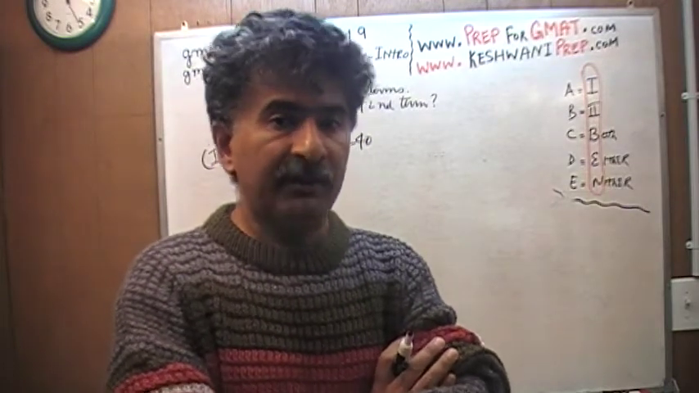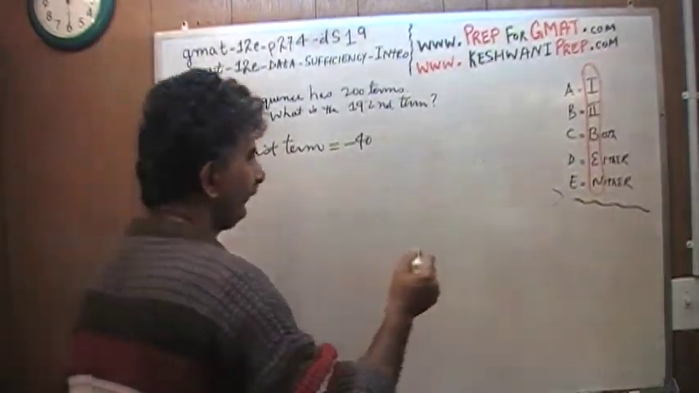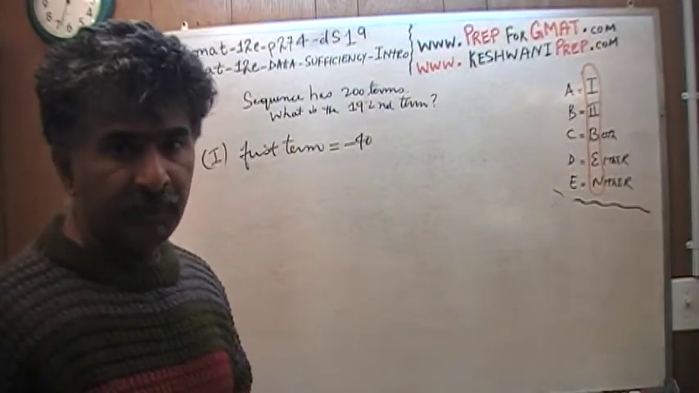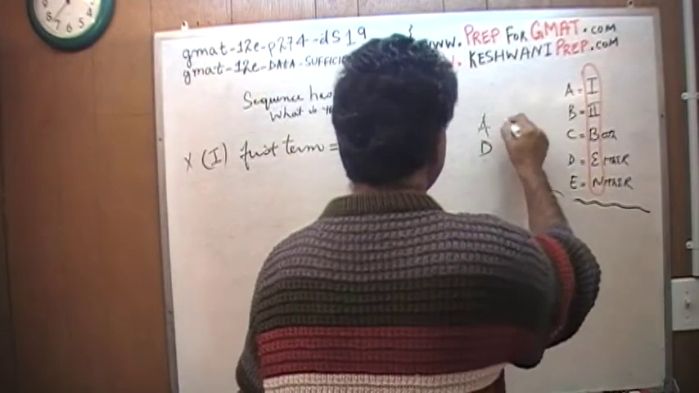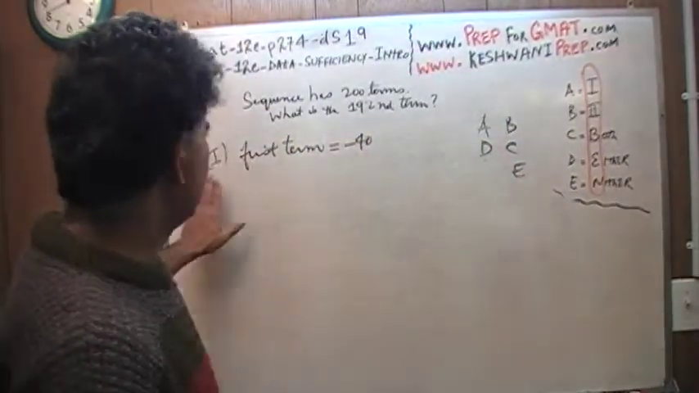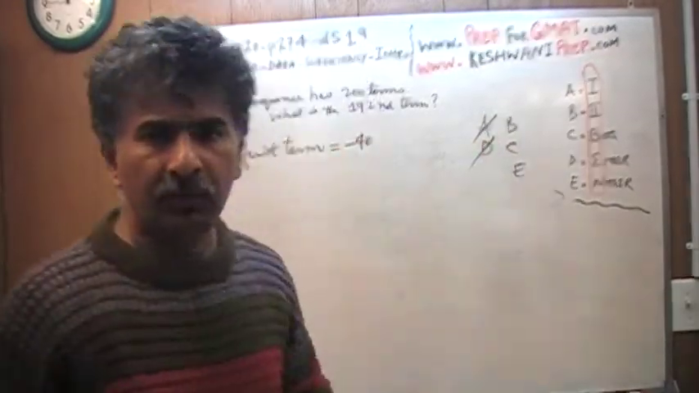We do not know what the pattern is. So the first statement by itself is not enough. I forgot to do something that I should have done in the beginning. This is the data sufficiency problem. The very first thing that I should have done is to write down AD, BCE. We just found out that the first statement does not work, which tells me that the answer cannot be A, nor can it be D.